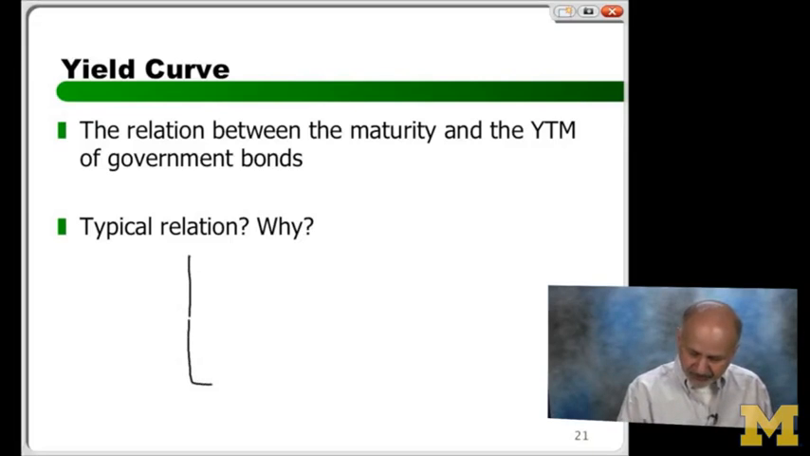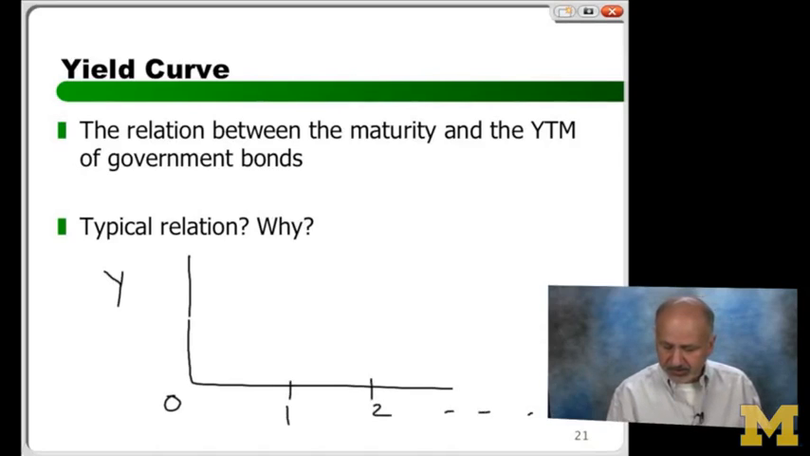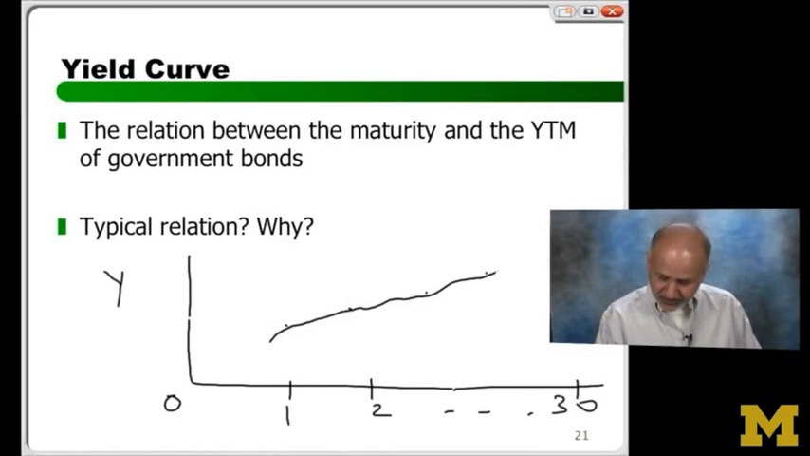So drawing a graph, if this is 0, and this is yield, and suppose this is 1 year, this is 2 years, this is 30 years. And the reason I'm doing 30 is, believe it or not, you can buy a bond that promises to pay you $100 30 years from now, and it is traded, and it has a price. So that's why I find it really cool. So the typical relationship is something like this. It tends to go up.